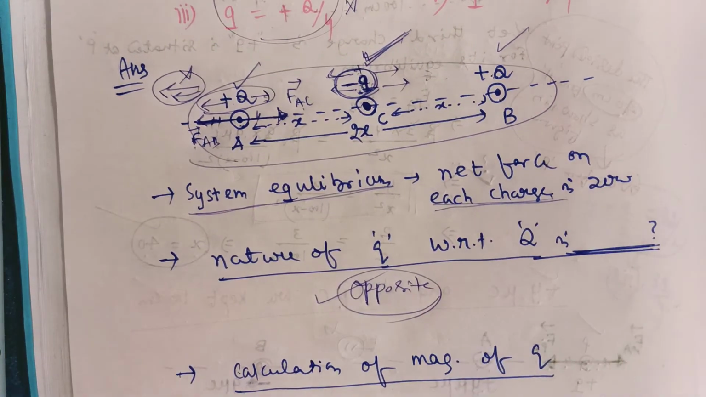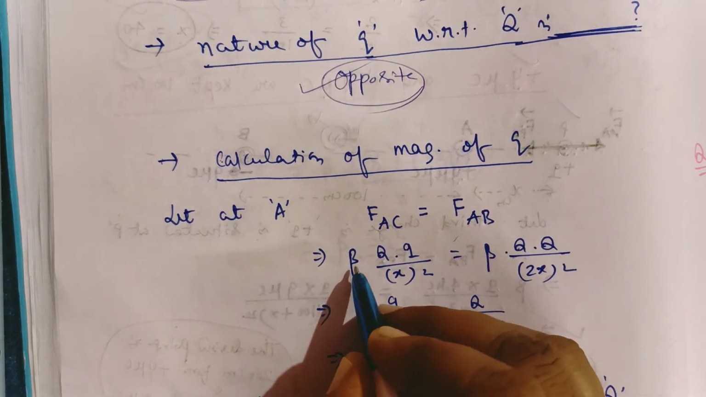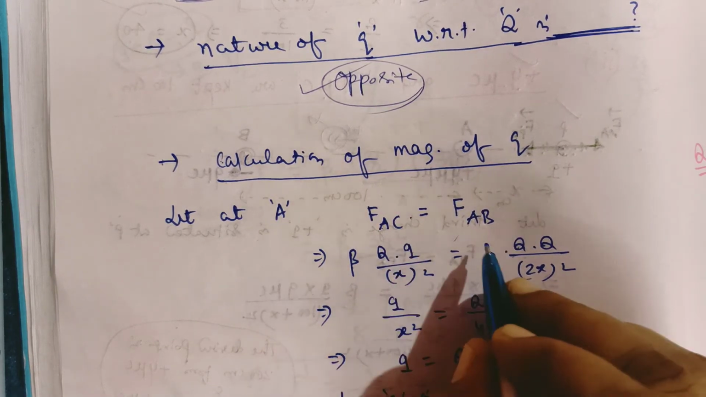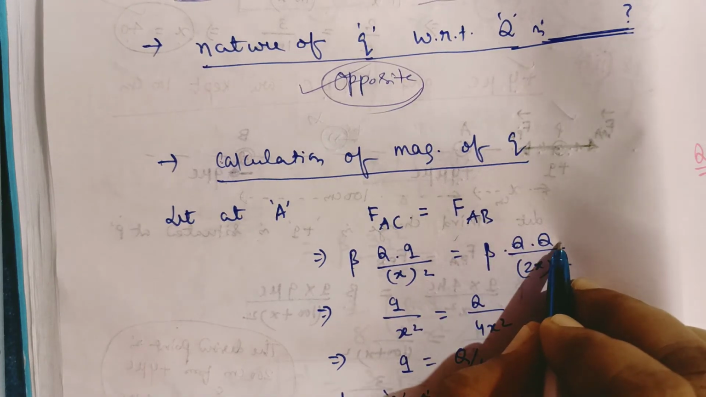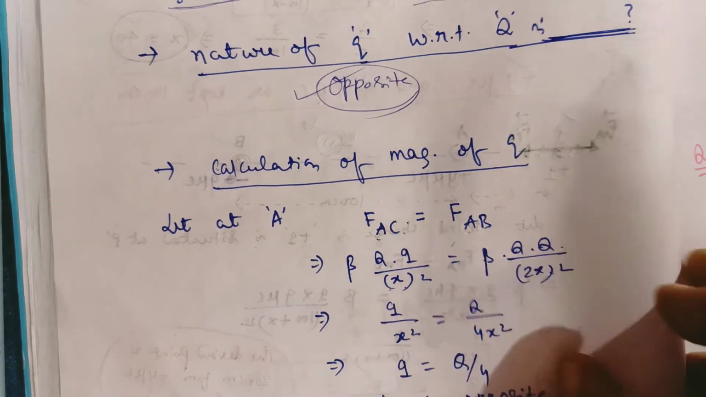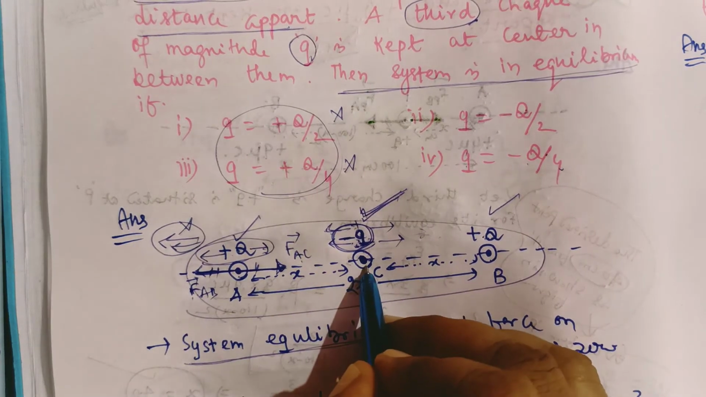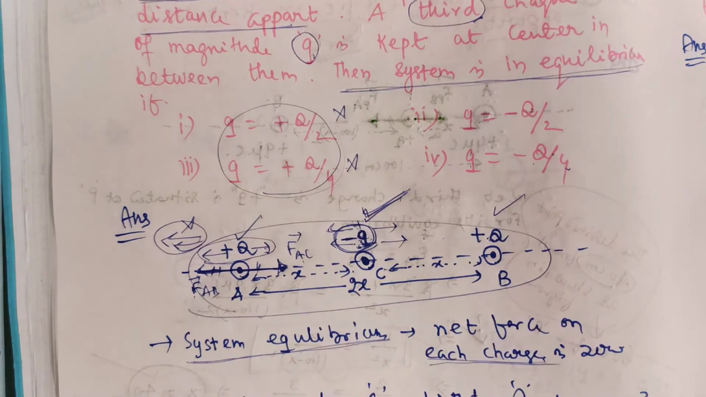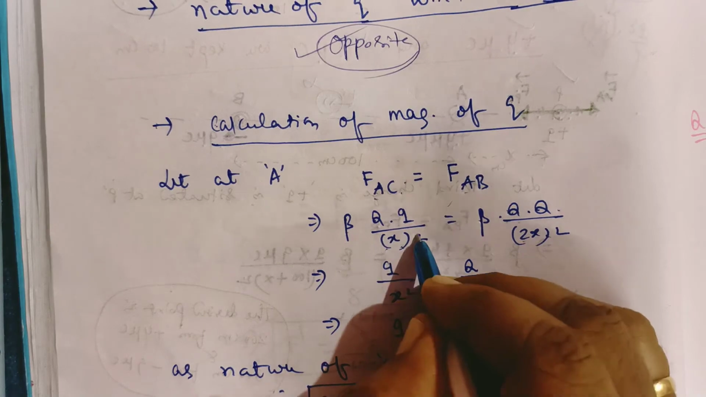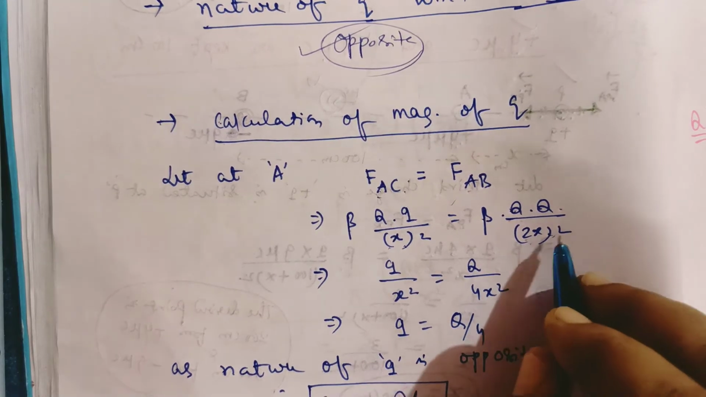So for equilibrium at A, we can write magnitude of F_AC equals magnitude of F_AB. For AC, A charge is capital Q and C charge is small q. For AB, A charge is capital Q and B charge is capital Q. Distance between A and C is x, and distance between A and B is 2x. Let the distance between A and B be 2x. Since C is situated at the middle, this is x and this is x. For A and C the distance is x, so I have written x squared, and for A and B the distance is 2x, so I have written (2x) squared.